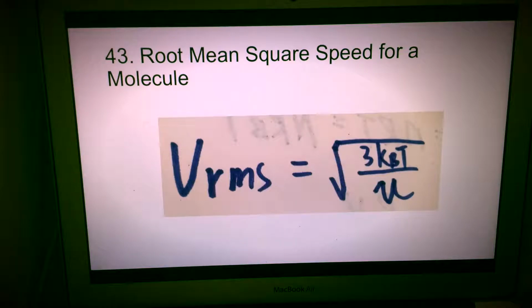43. Root mean square speed for a molecule. For the average, we are going to get the average velocity of the moving particle. So we use this formula: v equals the square root of 3 k_B T over mu. Do you think you can remember that? But mu is a constant, and k is also a constant, and T is the temperature.